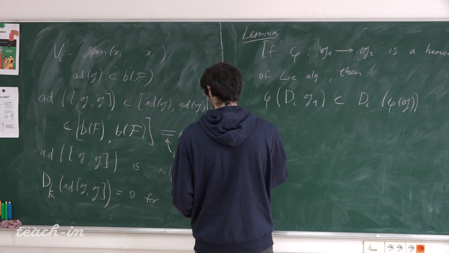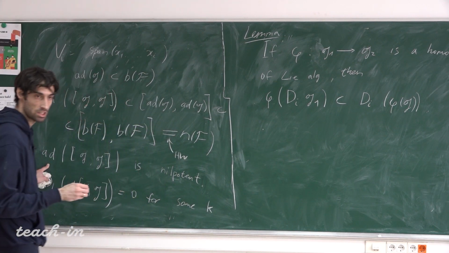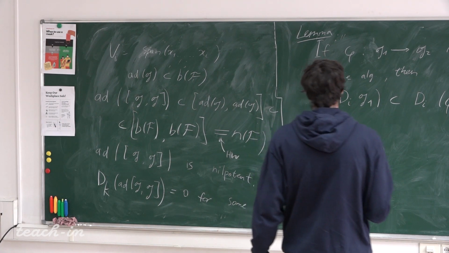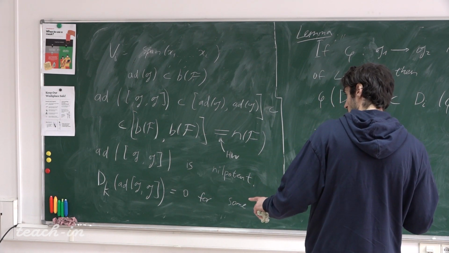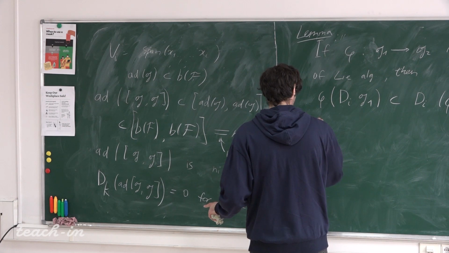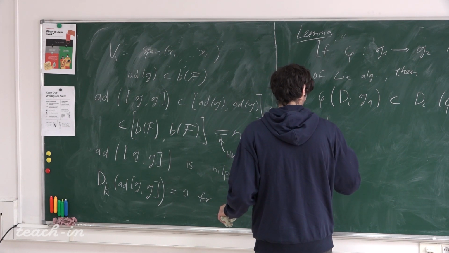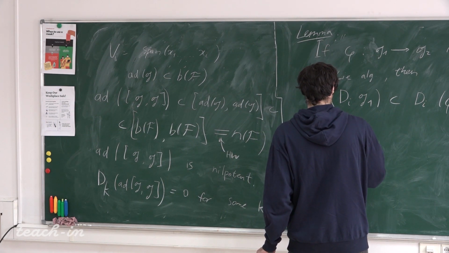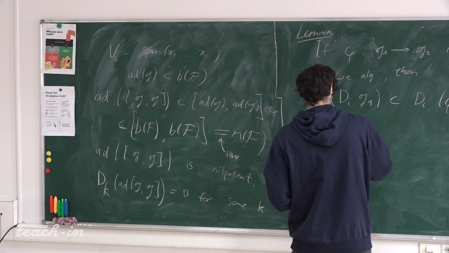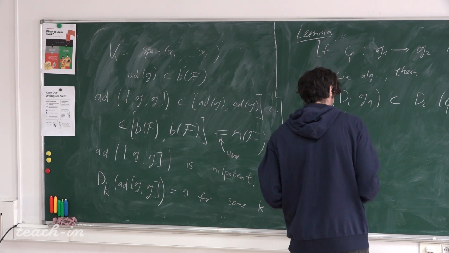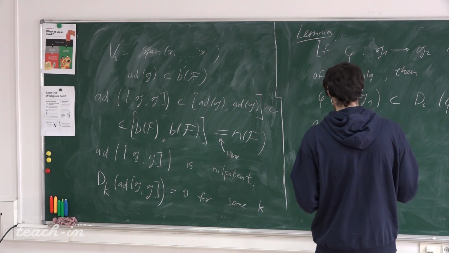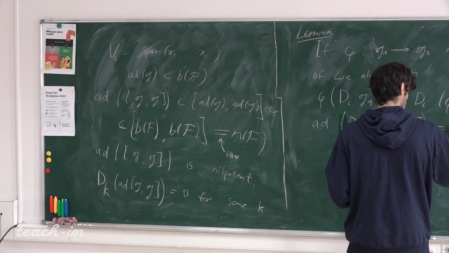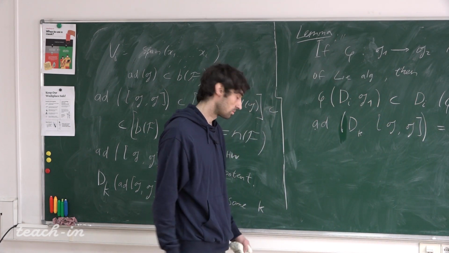Okay, so now apply this lemma to ad. This is a homomorphism of Lie algebras. It means that ad of D^k of g is 0 for the same k.